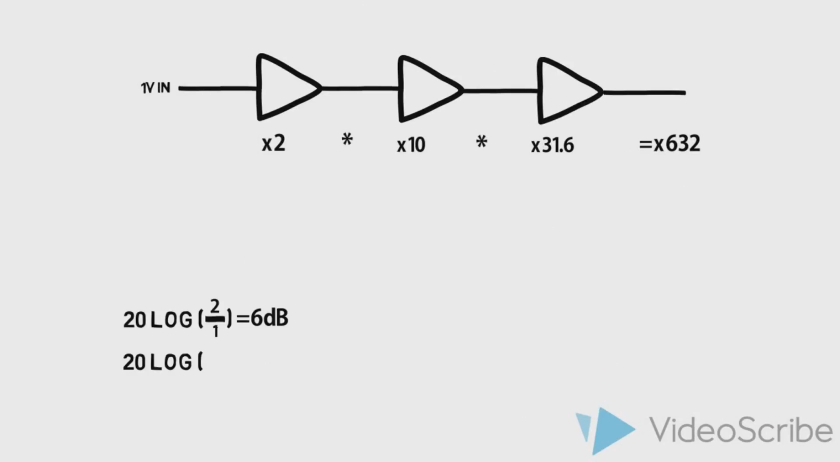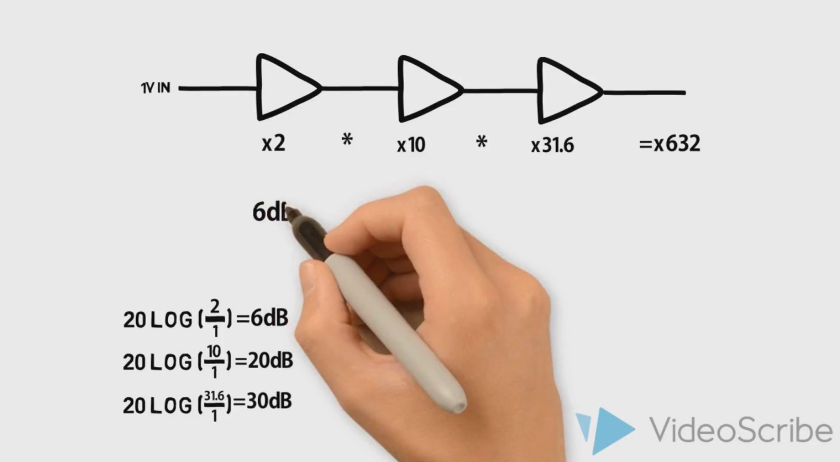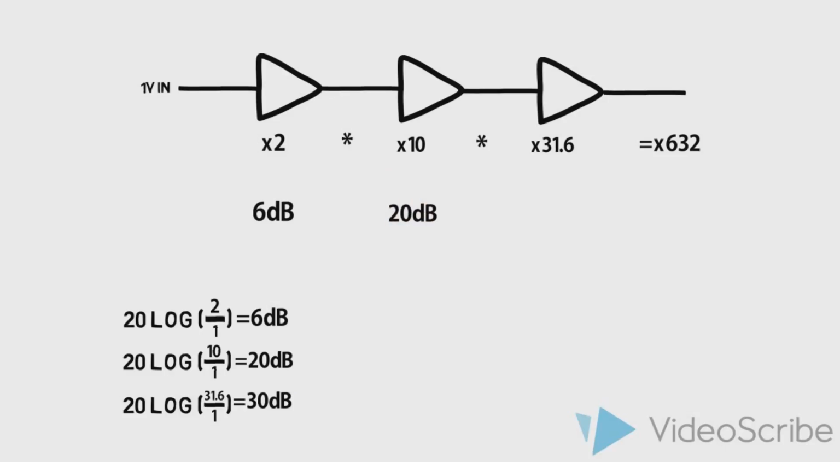And we take one voltage in as a reference. You will end up with the first one being 6 dB and the second one being 20 dB and the third one being 30 dB. And to find the total gain in dB, you have to add them instead of multiplying them because they are logarithmic. You will end up with a much smaller number, which is 56 dB.